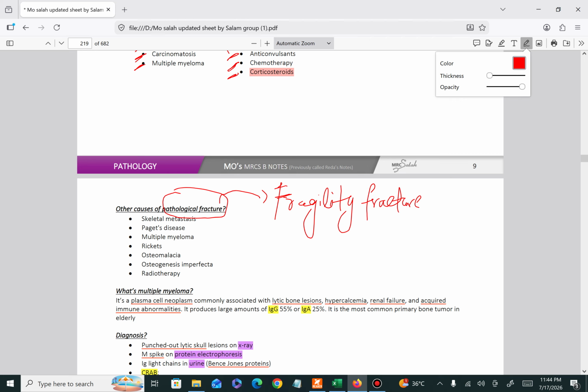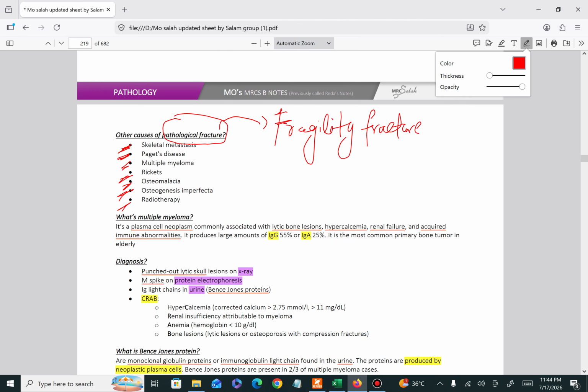Pathological fracture causes can be skeletal metastasis, Paget disease, multiple myeloma, rickets, osteomalacia, osteogenesis imperfecta, and radiotherapy. So these are the causes of the pathological fracture. Now, the multiple myeloma.